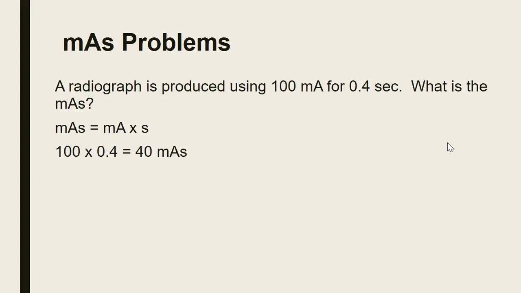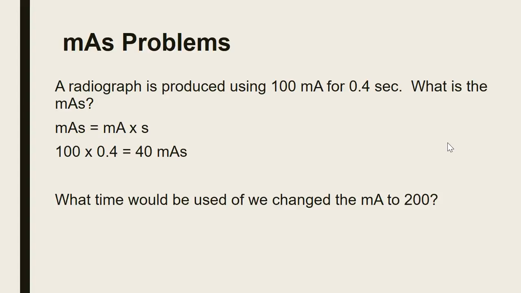Now, if you took this same problem and you said, now I have 40 mass, but I can only use the 200 MA. So now I want a different time. So what would you do? Seconds, or time, is equal to the mass divided by MA. So 40 divided by 200 is 0.2.